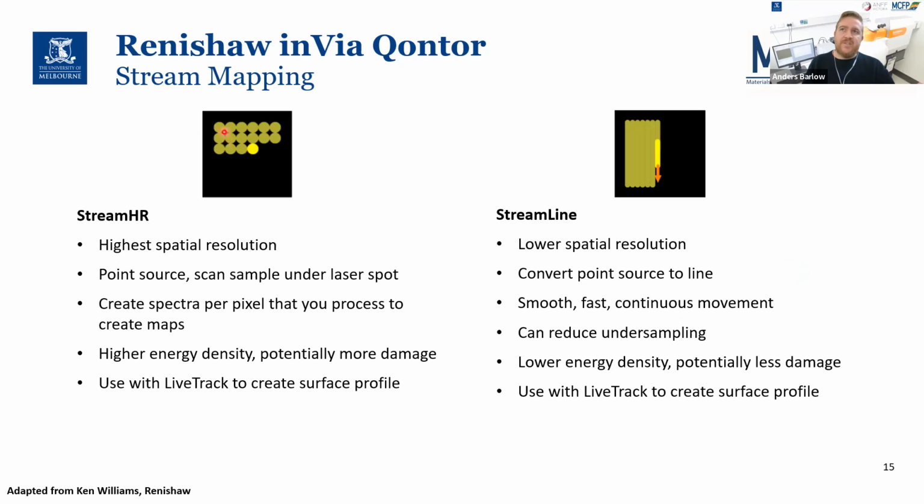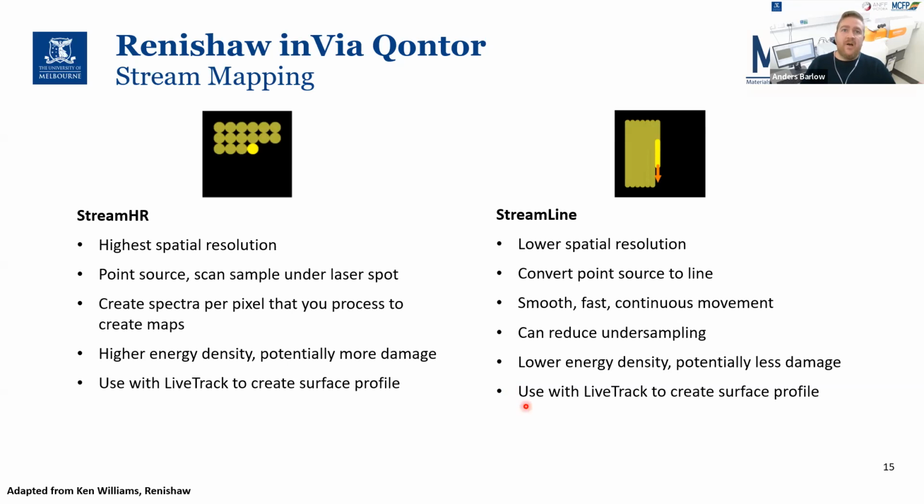So for example, if you were to have these spots 1 micron apart in StreamHR mode, you are probably undersampling the actual map that you're collecting, because there will be parts that you're effectively missing in your acquisition. However, spreading your laser out into a line means you are now collecting data from quite a few microns in a line, and that line is then scanning across your sample. So you can more appropriately actually sample your areas as well. And again, with Streamline, of course, you can use it with LiveTrack.